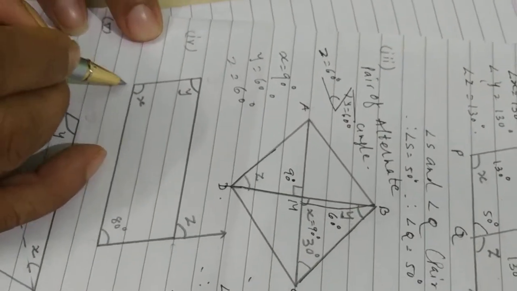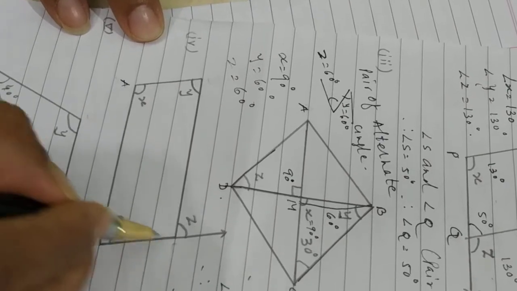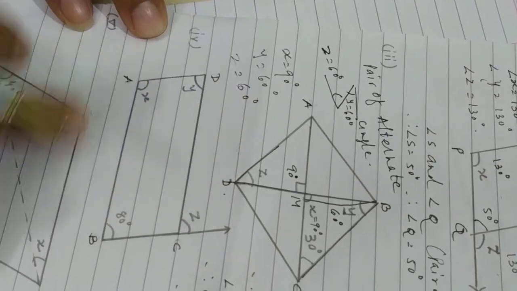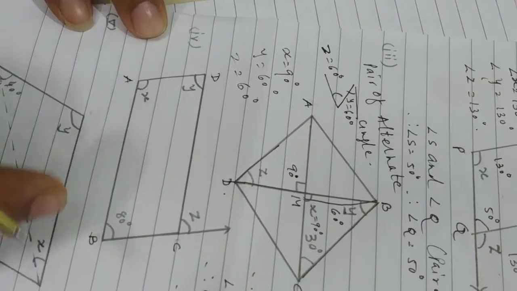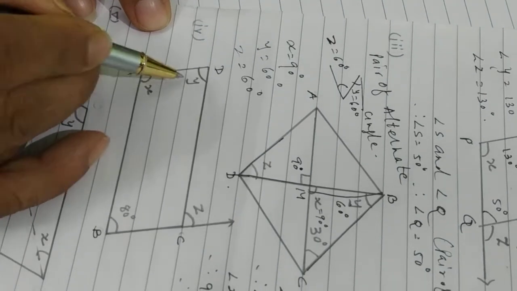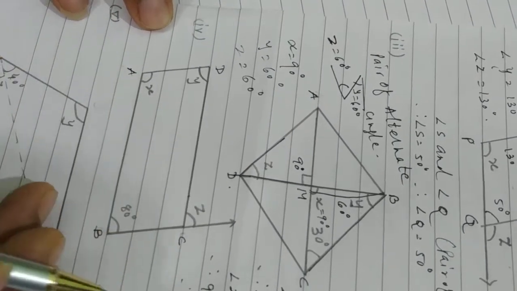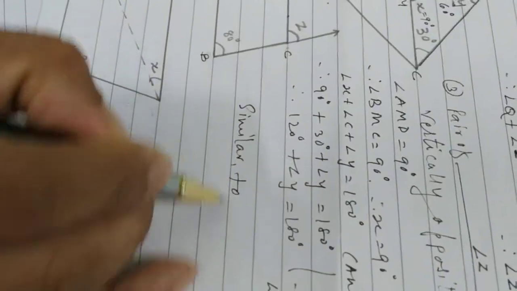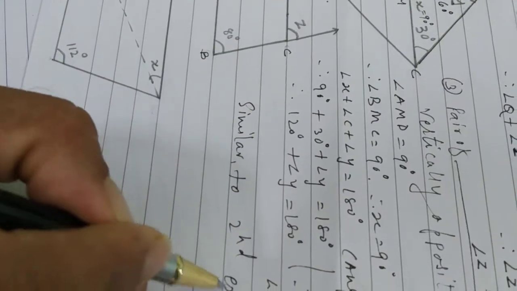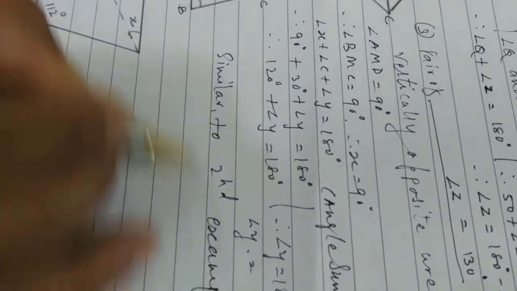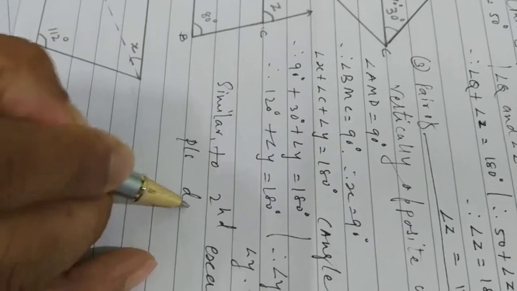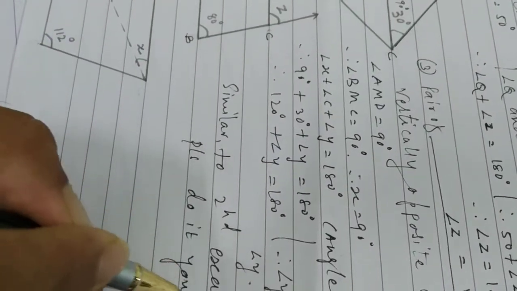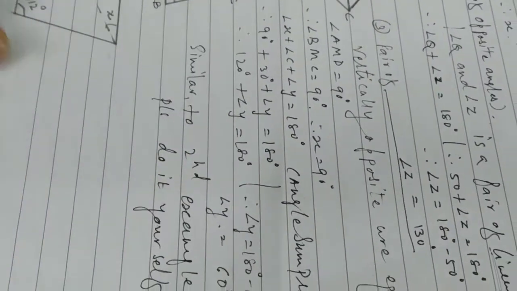Suppose a parallelogram is given, called ABCD. Here we have to find out the measurement of X, Y and Z. It is already similar to the second example. Similar to the second example, so please do it yourself.